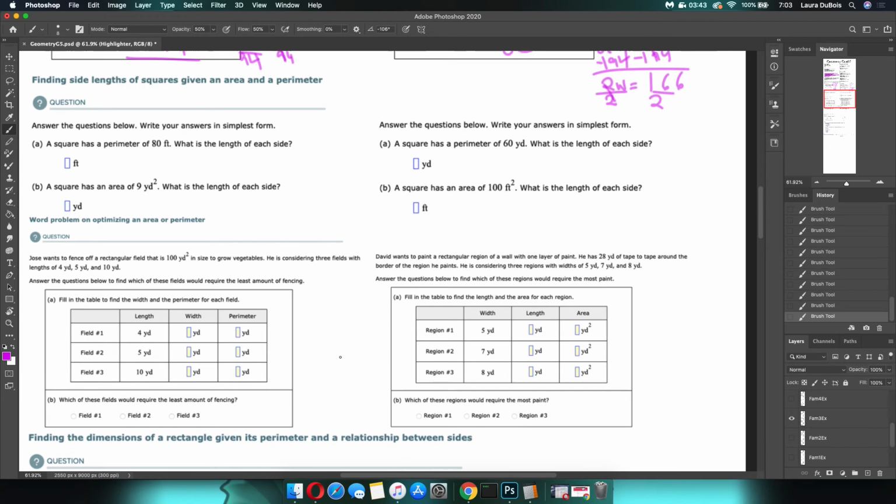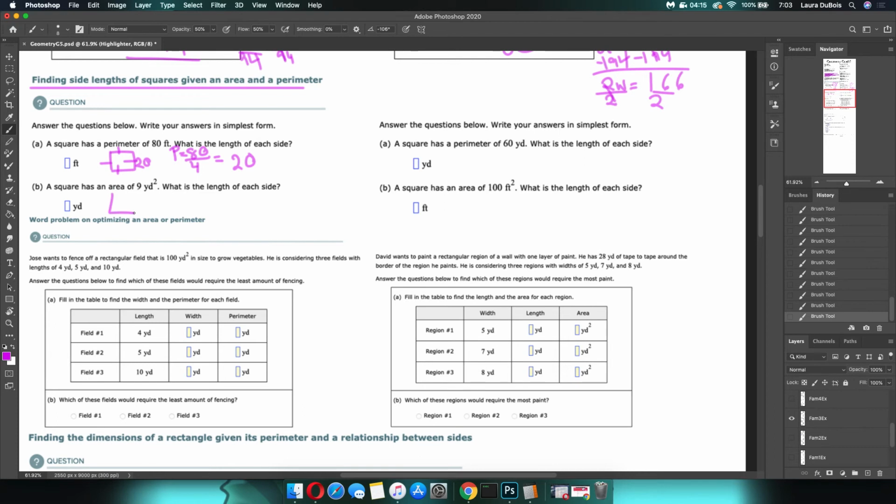So let's see here, finding the side lengths. We are told that a square has a perimeter of 80 feet. So our P equals 80. Well, what's the perimeter for a square? We just have the 4 sides and they are all congruent, so we're going to divide by 4 to figure out that one side has a length of 20. So if the side length is 20, is that what it's asking for? What is the length of each side? Yep.